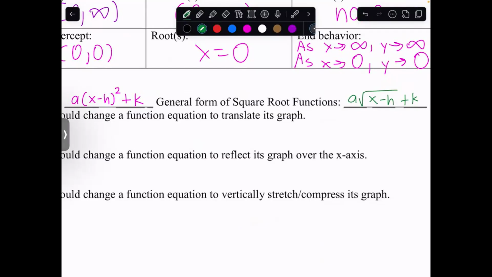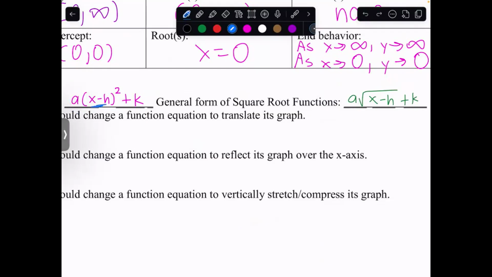Okay, so very similar, right? And that's not a coincidence. This is done on purpose so that a, h, and k do the same things no matter what function it is. All right, so you notice a is always a coefficient. It always multiplies whatever the type of function is.